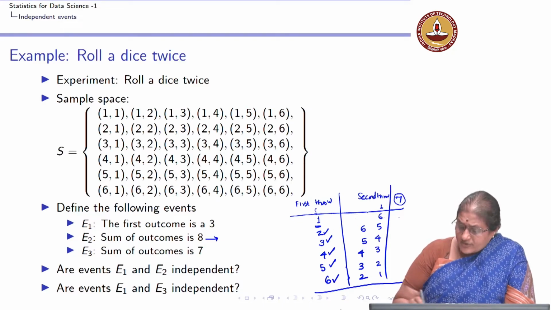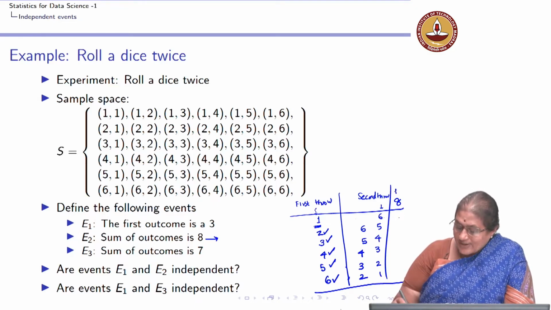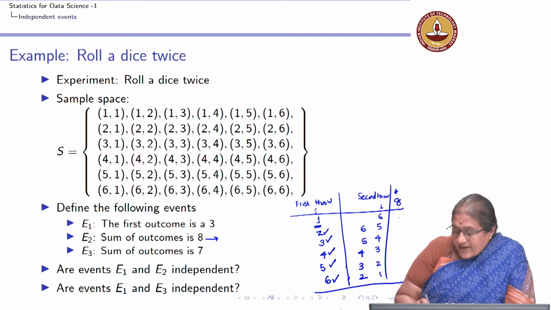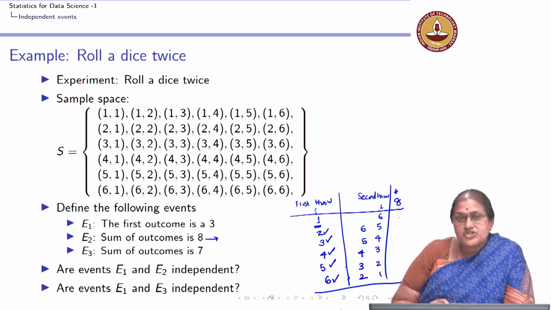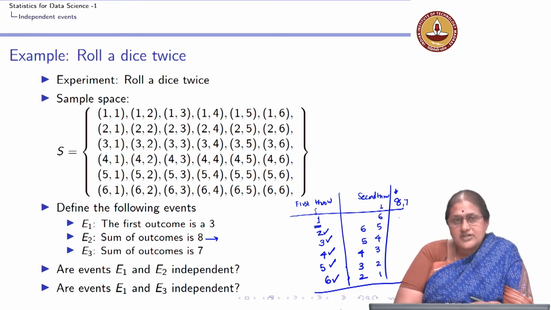Whereas, to get a sum of 8, we saw that if the first throw was a 1, it is impossible to get a sum of 8. In other words, the sum 8 is dependent on what was your first throw, whereas the sum 7 was independent of what was your first throw. So, this is the intuition.